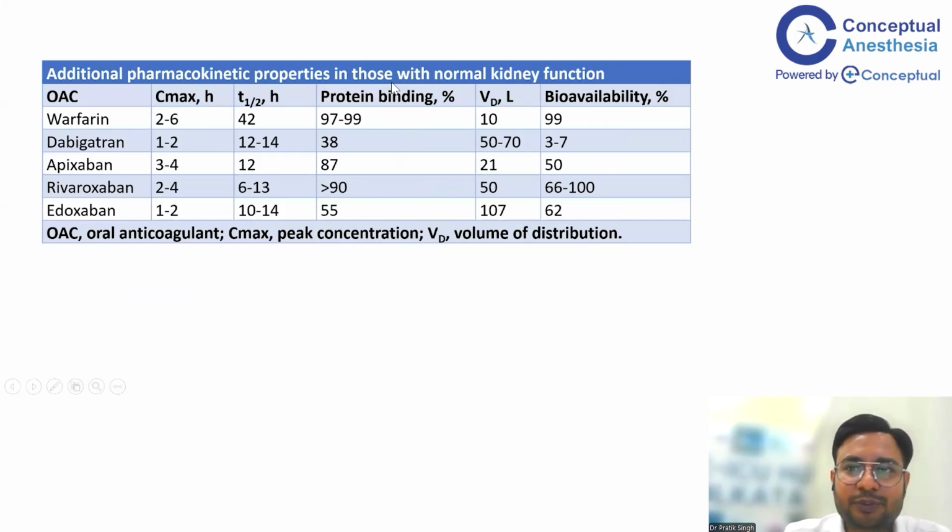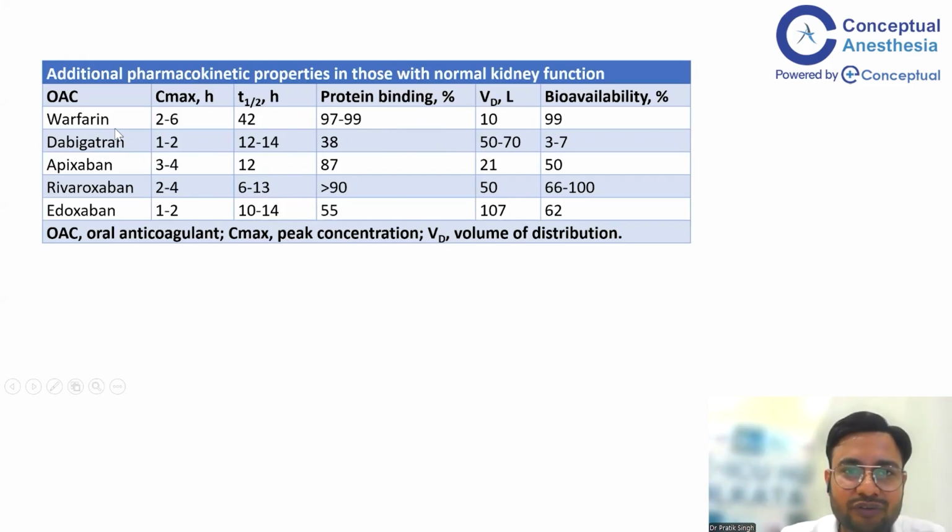Additional pharmacokinetic properties in normal kidney function: I've told what the Cmax is, 2 to 6 hours, 1 to 2 hours, and the T half is 42 hours, 12 to 14 hours, 12 hours, 6 to 13 hours. Why is it important? It is just a table. The answer is no, it's not just a table. There are many more things that we can come out of it.